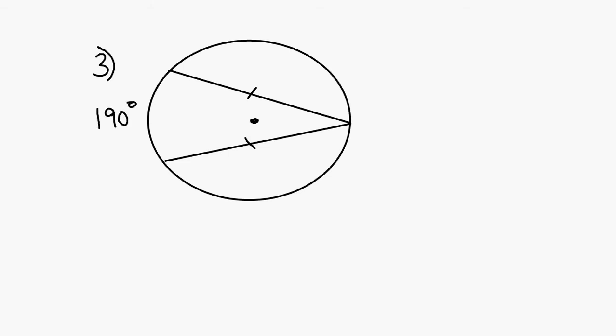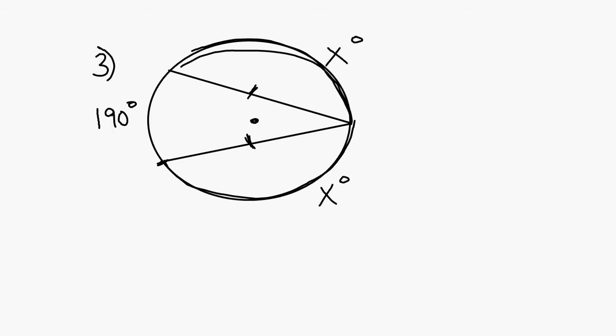Number 3, for problems 3 and 4, you're finding the value of x. So in number 3, again, you've got congruent chords. You've got an arc that's 190 degrees. And you're told that this arc down here on the bottom is x degrees. So if these chords are congruent, then their corresponding arcs are also congruent. So if this bottom arc is x degrees, then this arc up top is x degrees.